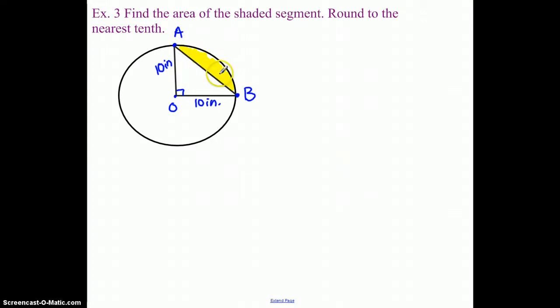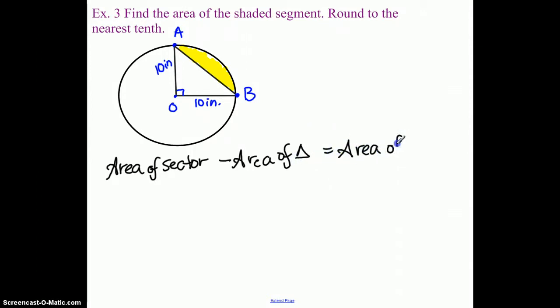This is one where they want us to find this area right here of the segment. So remember, to do this, I have to do the area of a sector, I have to subtract the area of the triangle, to get the area of a segment. First of all, this sector is 90 degrees. So 90 divided by 360 times pi times 10 squared.